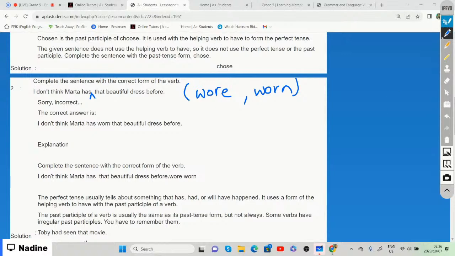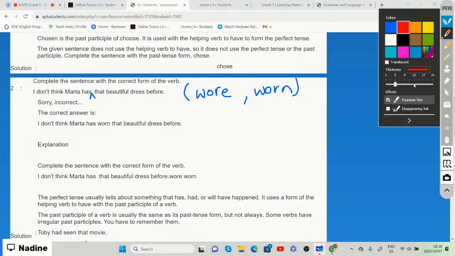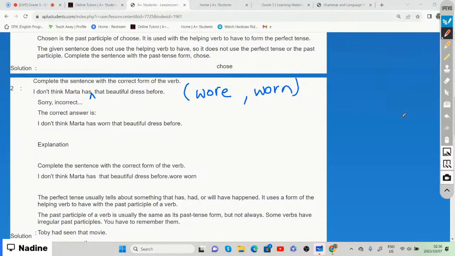And if we choose the correct word, then we will say, I don't think Martha has worn that dress before. Worn. Because wore is, she had already worn it. We don't get the word weared, but she already wore the dress. But worn, she hasn't worn it.